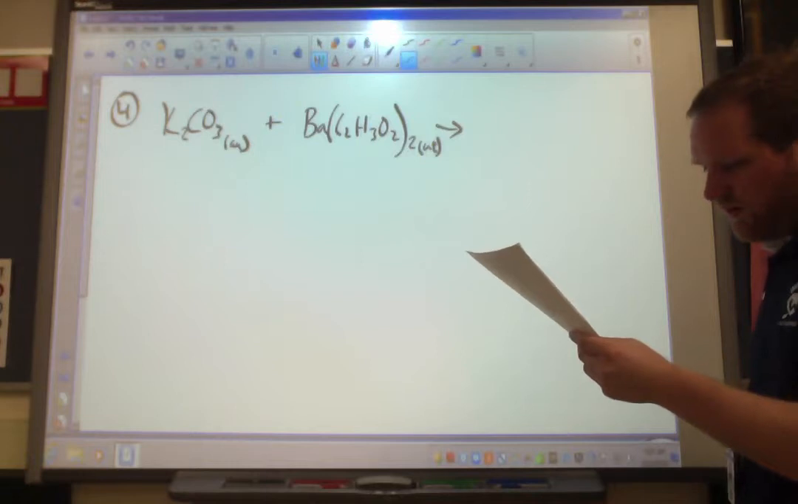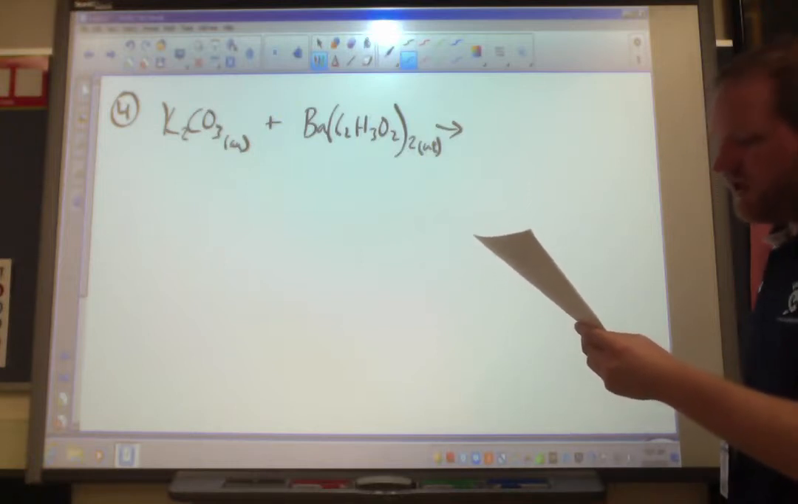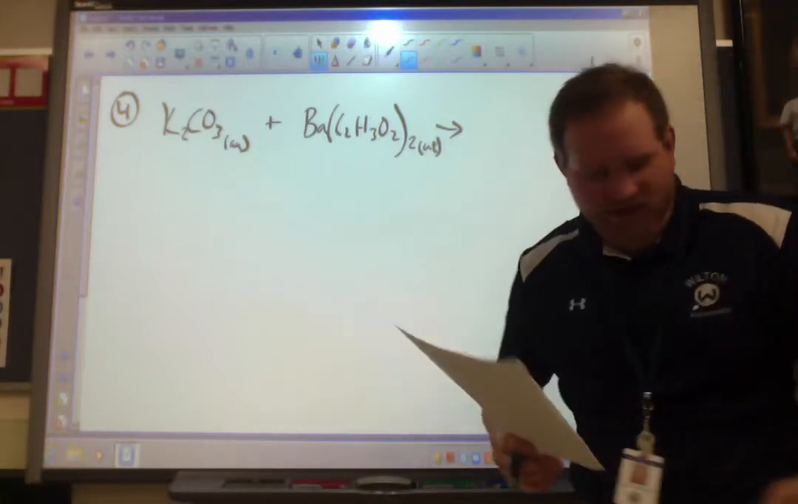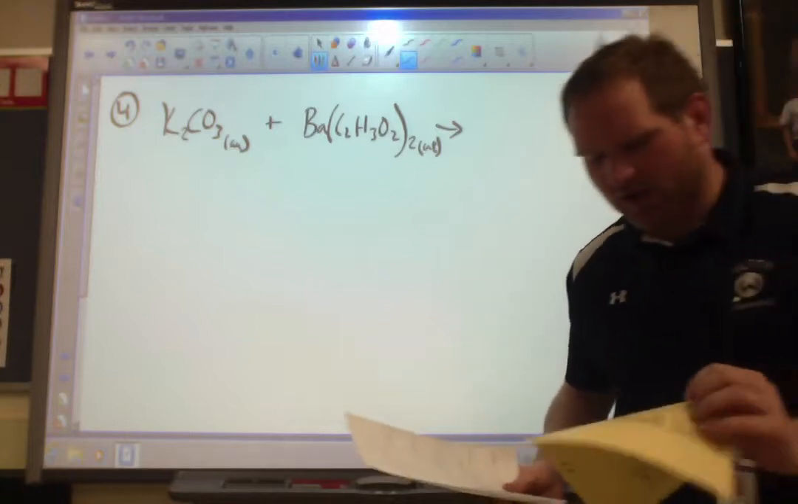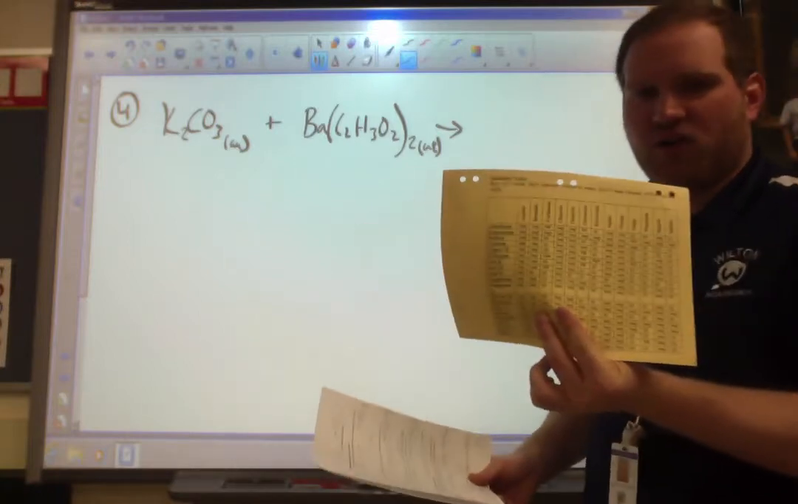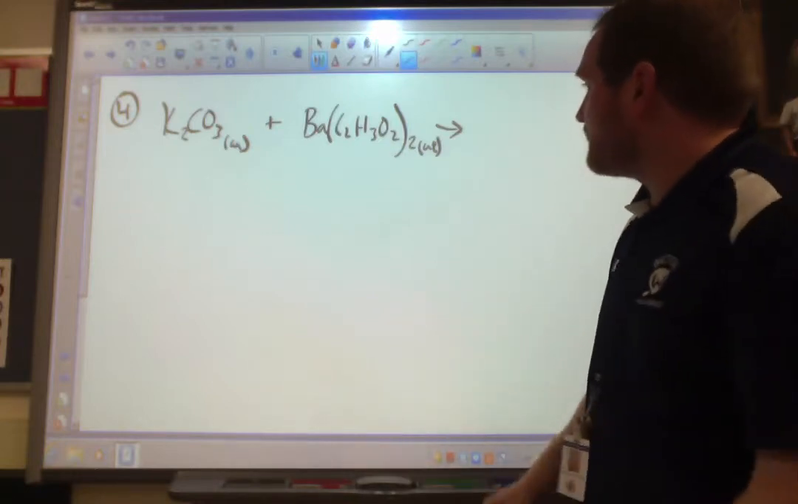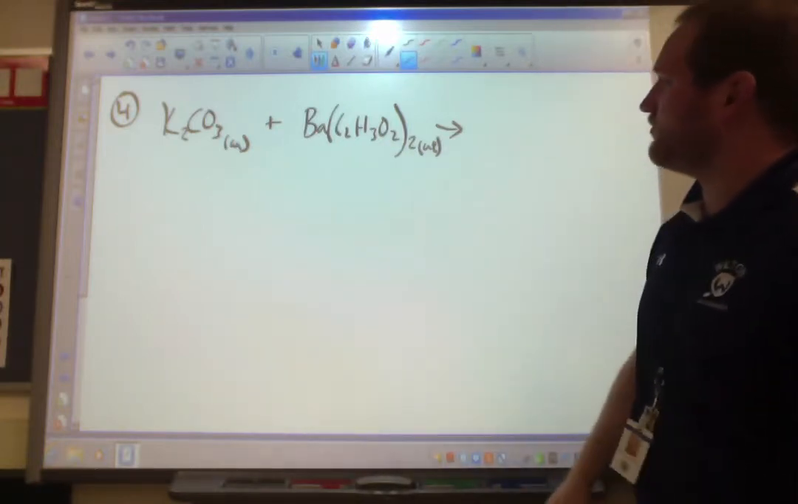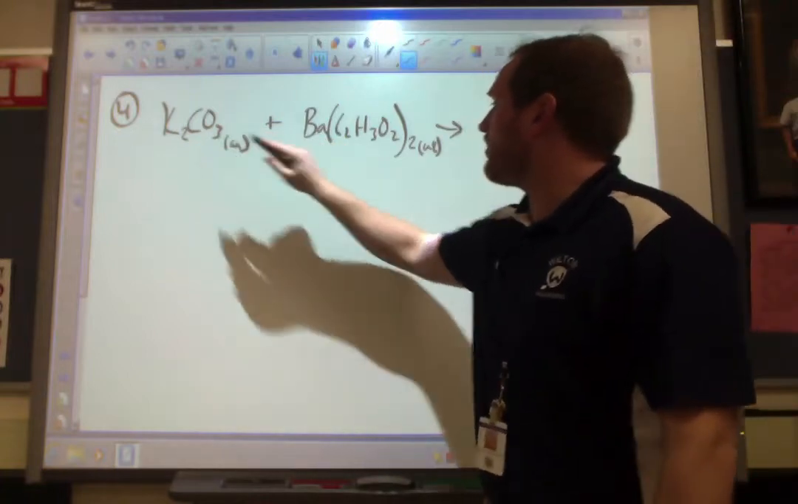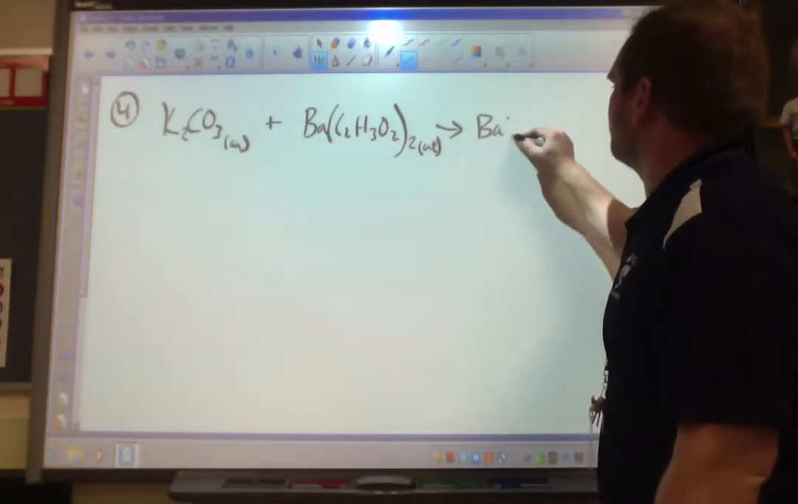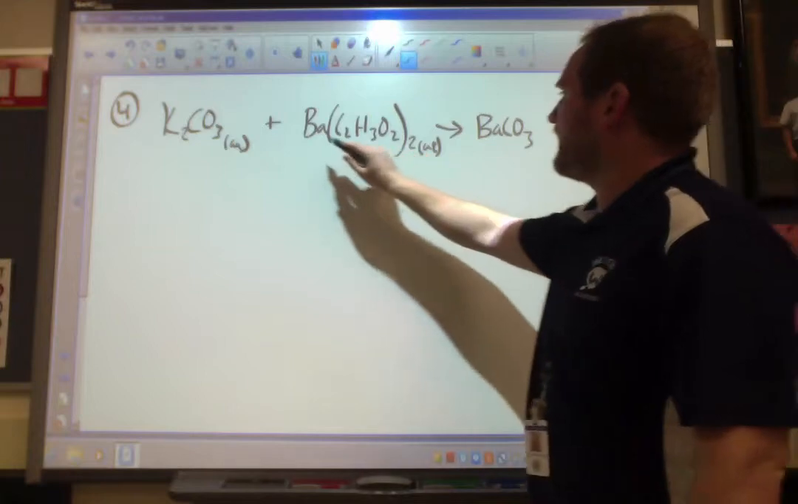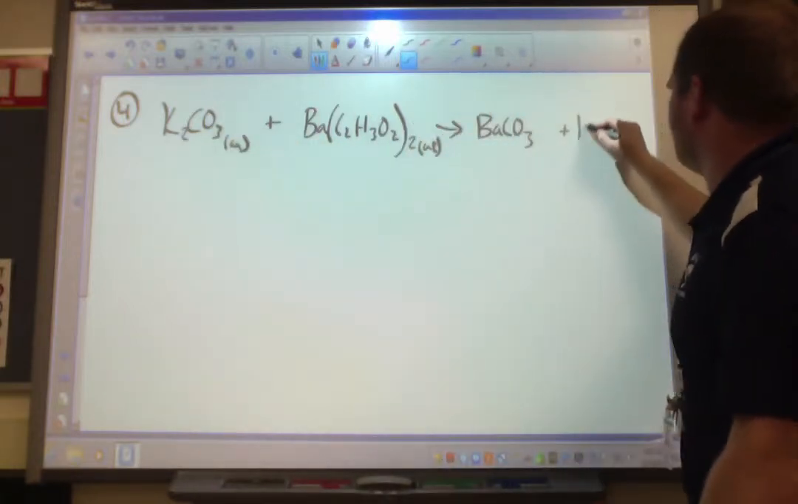So the question says, what mass of the precipitate should form? Note, you need to use your solubility table to identify the precipitate. And you guys should know precipitate is the solid product that forms. And we have to consider which is the limiting reactant. Okay, so first of all, we have a double replacement reaction. We're going to get barium carbonate, and we're going to get potassium acetate.